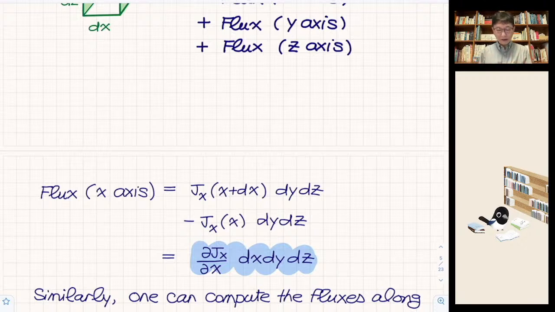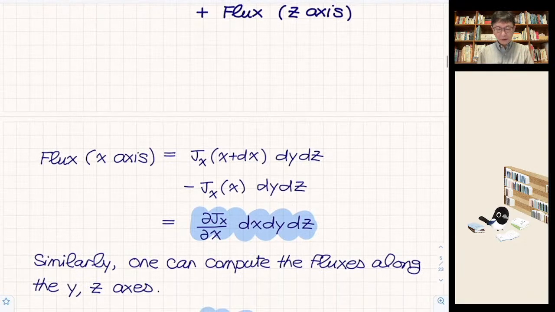So what is it? It's just taking the partial derivative of Jx with respect to x times dx. And you start to see the magic. We start from the surface integral of dy dz, but after you calculate the flux of the pair of surfaces, you get something interesting. You get a partial derivative of the original vector field times the volume. So that's the flux along the x direction.